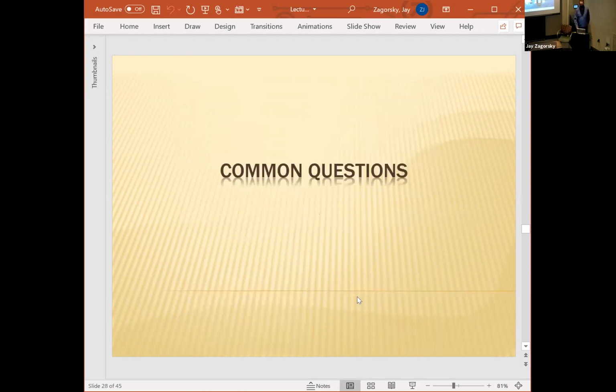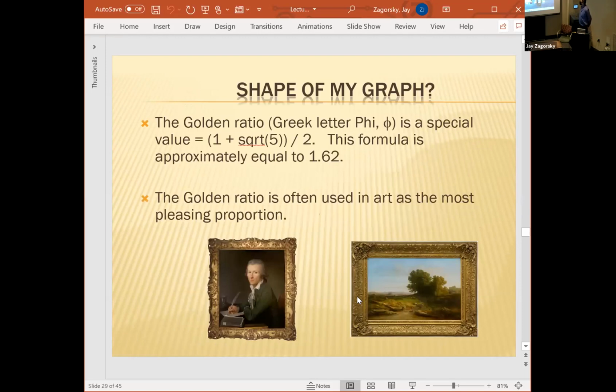A couple of common questions. What shape should my graph be? Your shape should almost never be round or triangular or something like that. It should almost always be a rectangle. And you have a choice between portrait and landscape. And what is the dimensions of portrait versus landscape? The ratio should be 1.62. So it depends which direction you're in.